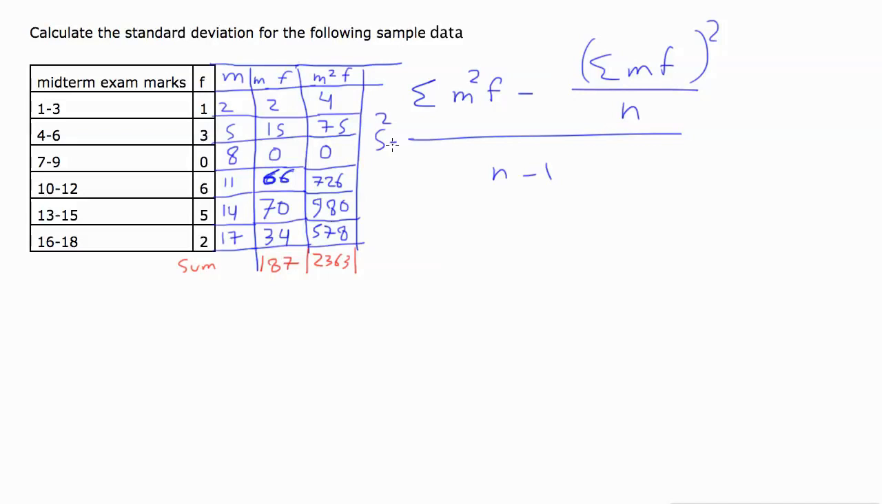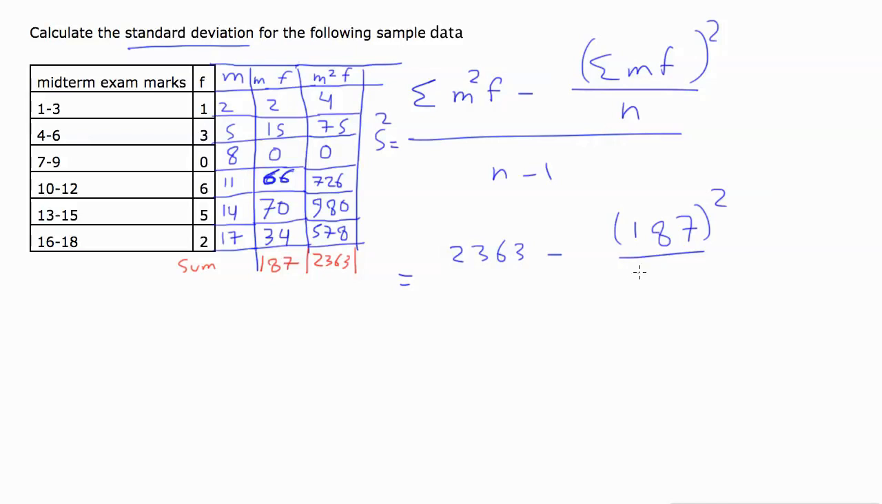Okay. So the question is asking for the standard deviation, so don't forget to get the square root at the end. After you calculate the variance, you get the square root for the standard deviation. So anyway, the first quantity is sigma m squared f, which I already got, 2363, minus the second quantity that you got here, which is 187. This must be squared first, and then you divide it by n.